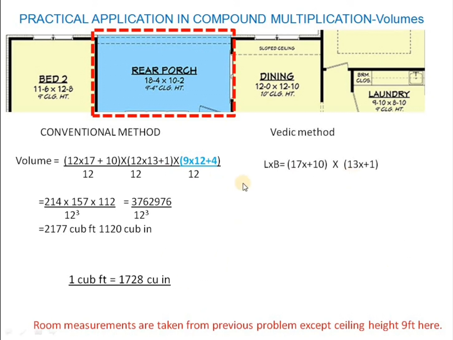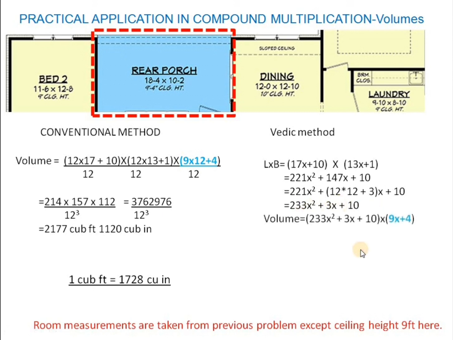See, we will take the same way, where in algebraic form we have 17x plus 10 into 13x plus 7. First let us do it for 2 terms. And one thing we have to observe, we have seen it till here, okay, 233x square plus 3x plus 10. Now we don't calculate it into inches, we let it remain like that, because we have to multiply it with one more term, that is height. So we need 3 terms. This is an algebraic equation, so you need one square term, one single x term and one constant. So we are letting it be and we are trying to multiply it with 9x plus 4.